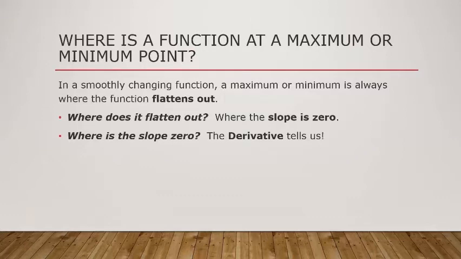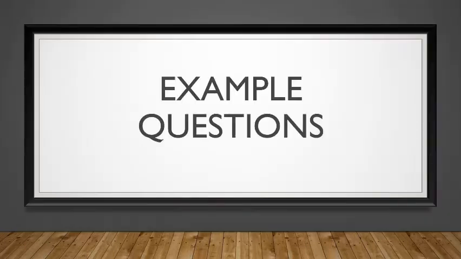Where is a function at a maximum or minimum point? In a smoothly changing function, maximum or minimum is always where the function flattens out. Where does it flatten out? Where the slope is 0. And where is the slope 0? The derivative will tell us.